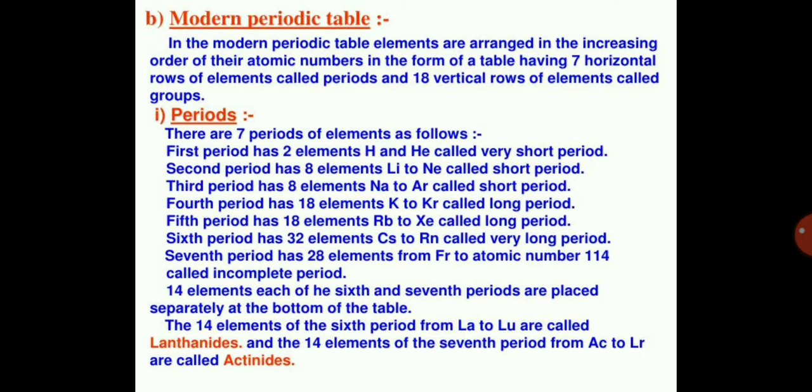That is, the 14 elements of the sixth period from lanthanum are called the lanthanides, and the 14 elements of the seventh period from actinium are called actinides.